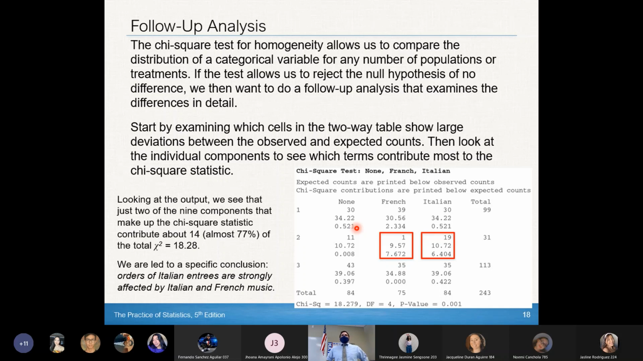Looking at the output, we see that just 2 of the 9 components that make up the chi-square statistic contribute almost 77% of the total chi-square, equaling 18.28. We are led to a specific conclusion. Orders of Italian entrees are strongly affected by Italian and French music. So we can narrow down our conclusion a little bit doing a follow-up analysis. Are there any questions about our follow-up analysis? Anything I can clarify?